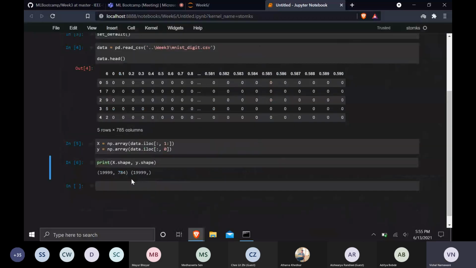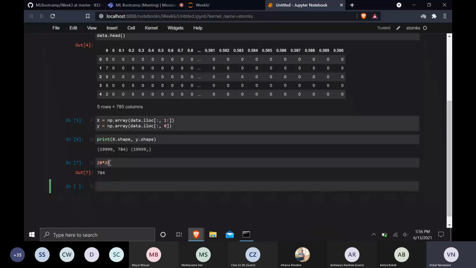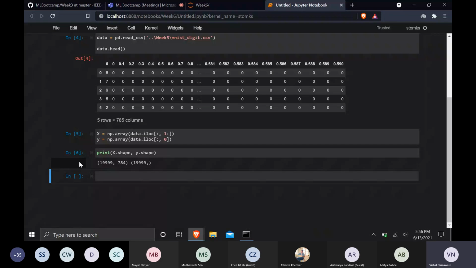This 784 is 28 by 28. So your images are a 28 by 28 grid, if you want. Your y is the label of the different images. So this is also the same as the number of rows of x.